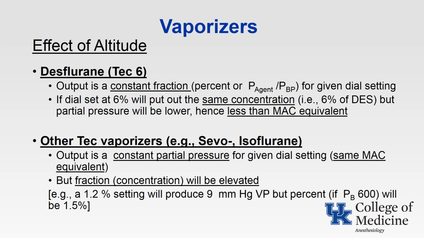Altitude also affects the function of vaporizers. With desflurane vaporizers, if the dial is set at 6%, it will deliver the same concentration, but the partial pressure will be lower than the MAC equivalent. On the other hand, with other tec vaporizers, the output is a constant partial pressure. So although the fraction will be elevated at higher altitude, the MAC will be the same.